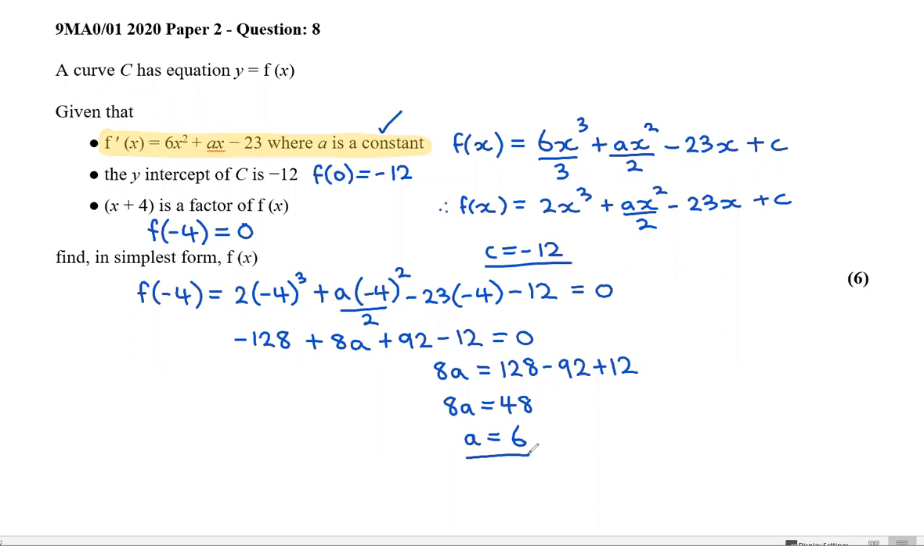So just to finish off, we need to state f of x in its simplest form now. So in its simplest form, we have f of x is going to equal 2x cubed. Now a is 6, so that's going to be plus 3x squared. Subtract 23x, subtract 12. Okay, there we have it done.